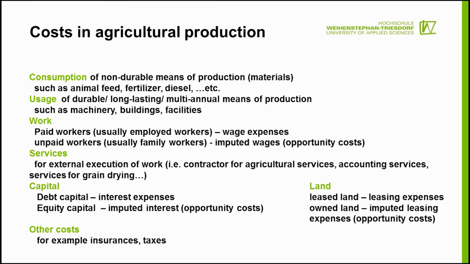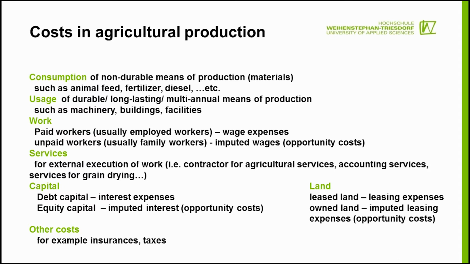Costs in agricultural production are caused by the consumption of short-term production materials such as animal feed, fertilizers, diesel, etc. Costs can also result from the use of long-lived, multi-year means of production such as machines, buildings, and equipment. Costs arise from the use of labor as production factor. For salaried workers, which are mostly external workers, this can be quantified through the calculation of wage costs. For non-salaried workers, usually working family members, imputed costs can be determined by calculating the wage costs through the opportunity costs for their own work.